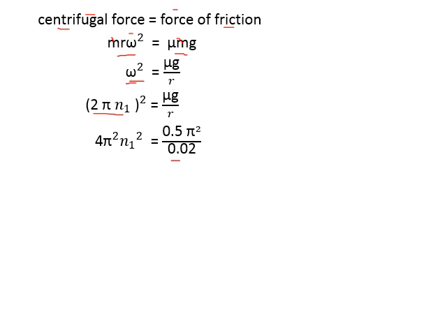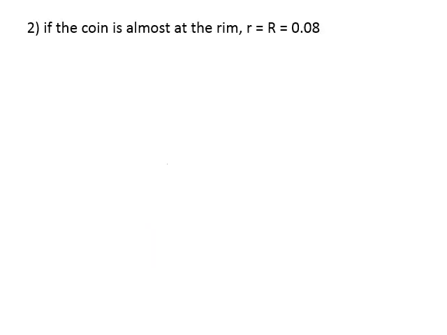Let me know what this value is. Simplify. See, first you will get n1 square. Taking the square root, it is 5 by 2, and 5 by 2 is 2.5. So this is the value of frequency. This is the answer of the first question.